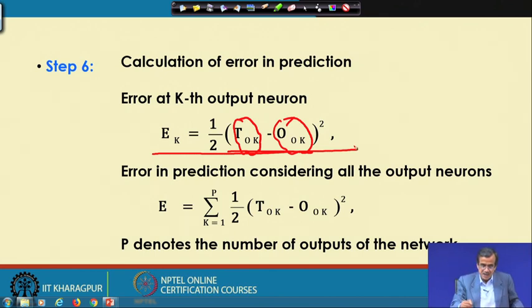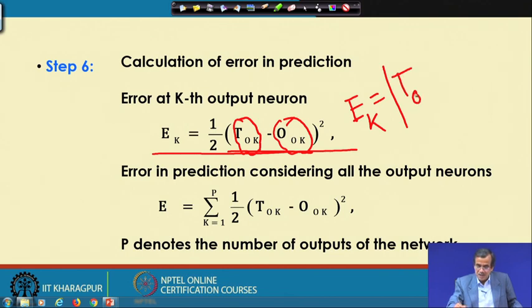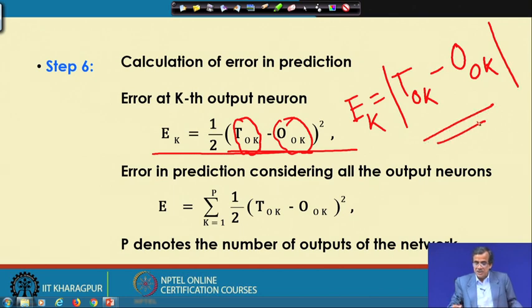We can also represent it in a slightly different form. For example, E_k is nothing but the mod value of the difference T_Ok minus O_Ok, and this mod value will be positive, and that could be the error at the kth output neuron. Now, once you have got the error in the kth output neuron, I can consider all the output neurons just to find out what is the total error considering all the output neurons.